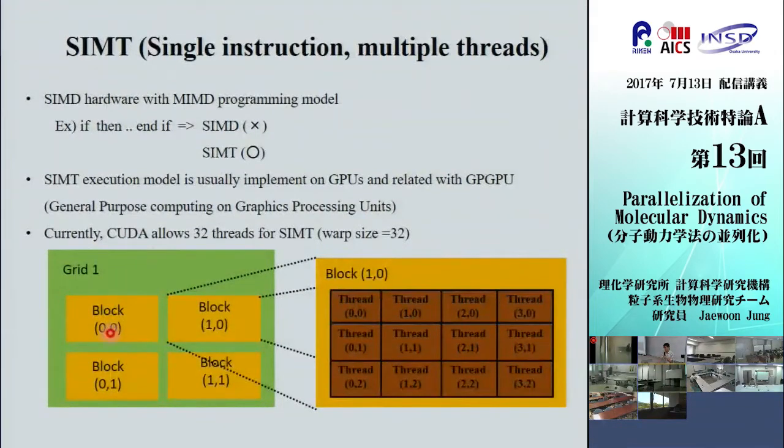So this is the structure of a GPU. A GPU consists of several blocks, and each block consists of several threads. If you assign one instruction, these threads do the same thing, and they process different data. And finally, you can just collect all the data and find the result.